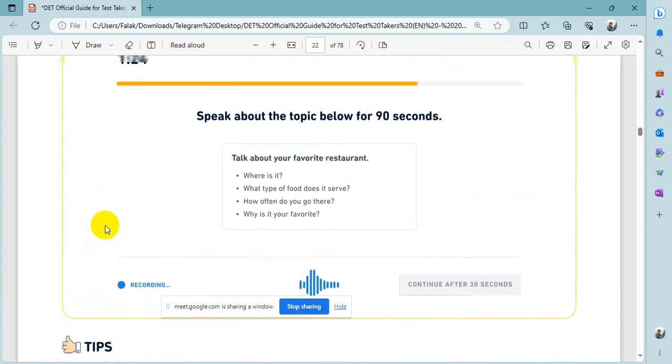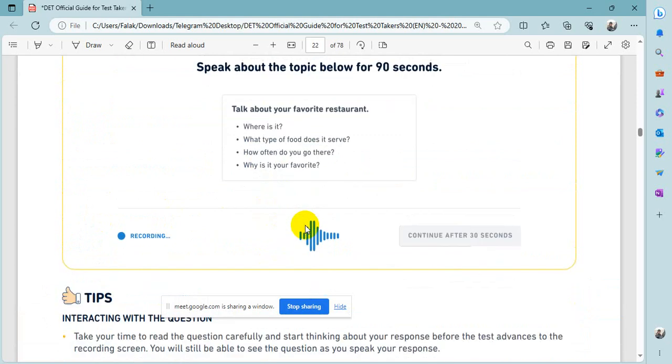Yeah, exactly. For example, here are four components. Where is it? What type of food does it serve? How often do you, for example, go there? And why is it your favorite? Okay, so that's it. Guys, just try to answer all of these prompts, okay? Don't leave any of them out.